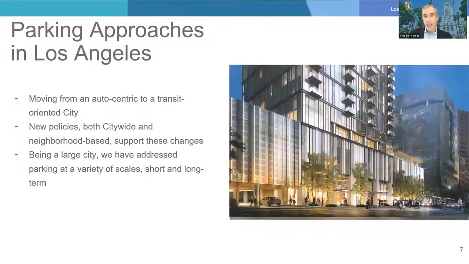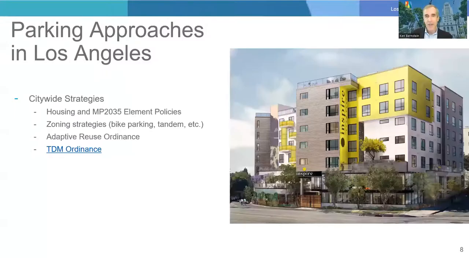The city of Los Angeles has been building upon some of this state legislation by overall trying to shift from being an auto-centric metropolis. Los Angeles has that image, of course, in the public eye, probably internationally, that we are a city of freeways, a city of the automobile, but we're really shifting our policies to being a more transit-oriented city. And we've developed a number of new policies, both citywide and more community-based or neighborhood-based, that are supporting that policy shift. We've been addressing parking at a variety of scales, both short and long-term, citywide and very neighborhood-focused, given the diversity of our city. So LA is a city where one size clearly doesn't fit all, and we have taken that approach.